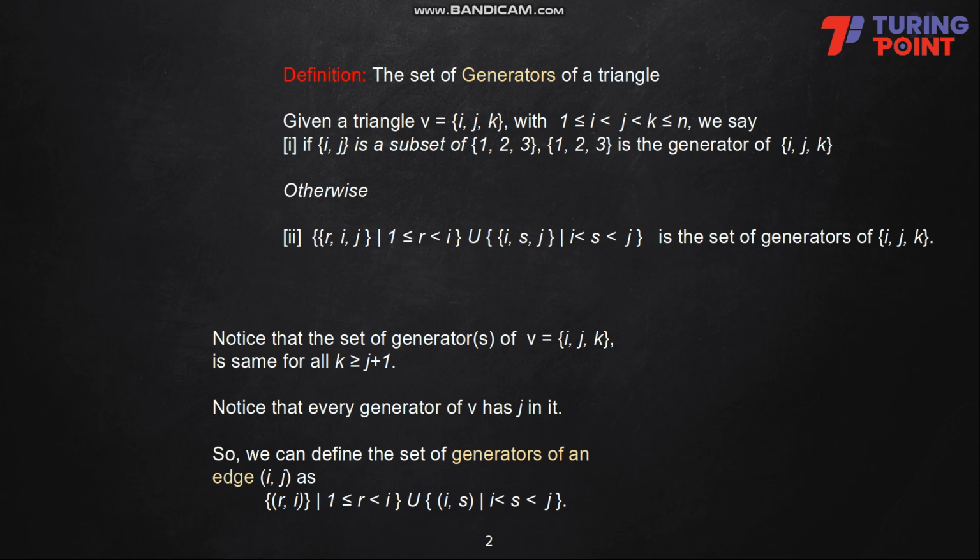Notice that every generator of V has j in it. So we can define the set of generators of an edge as follows. This is the set of all edges Ri, where R is less than I, greater than or equal to 1, and Is, I is less than S, less than J. So this definition for generators of an edge would be used later in our discussions as well.